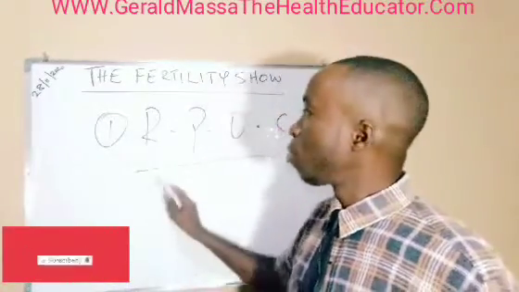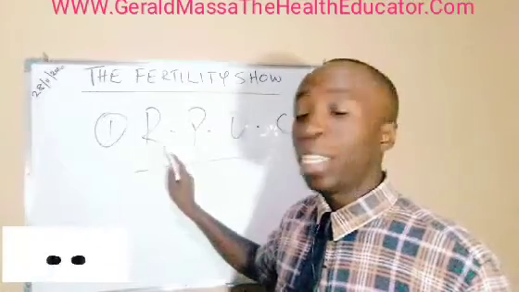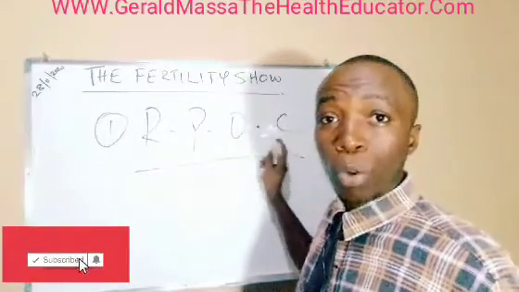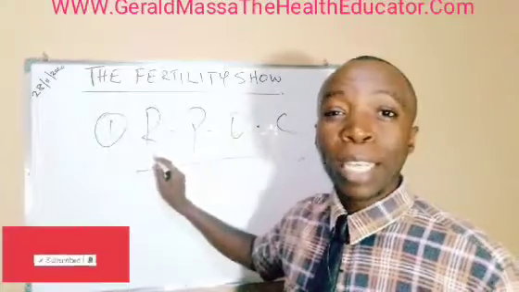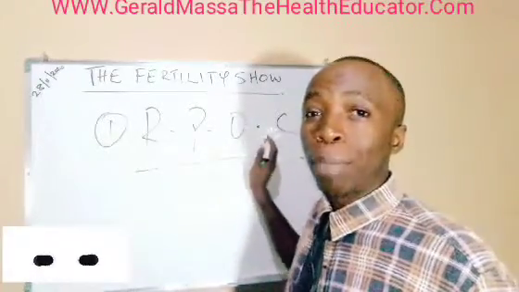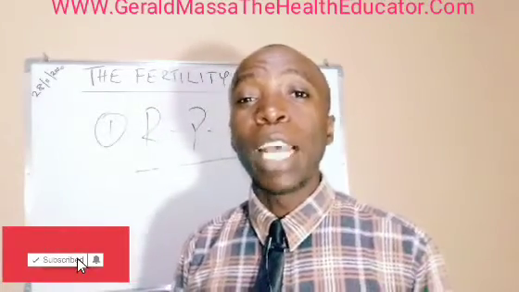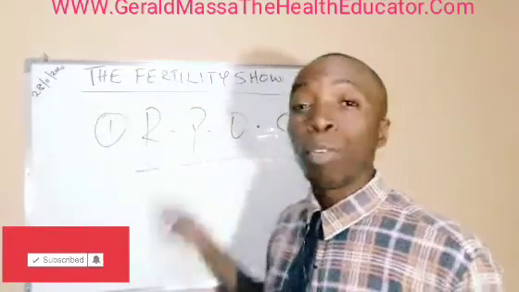RPOC simply means you could be having retained products of conception. You could be having an issue with retained products of conception. By retained products of conception, we mean the pregnancy could have come out, but there's still remaining pregnancy tissue in your womb. How can you tell that you have retained products of conception?